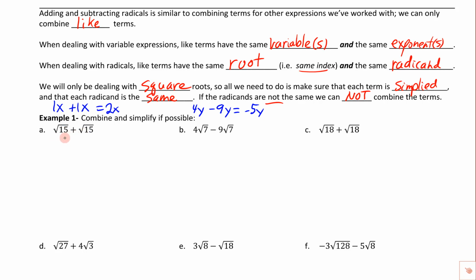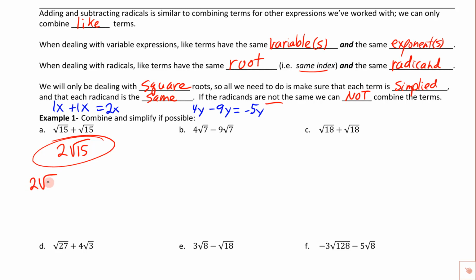Now, this is already simplified. The radical 15, we happen to have 2 of them. This is 3 times a 5, so there are no pairs of factors to take out or anything like that. So I've got a radical 15 plus a radical 15. Or I'm going to say it this way. What if I had 1 radical 15 plus 1 radical 15? Well, that would give me 2 radical 15s, and we would be done right there. That's it.